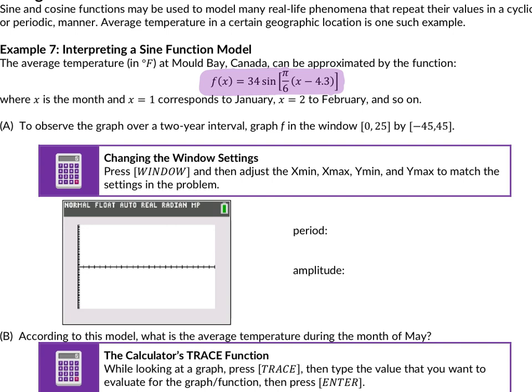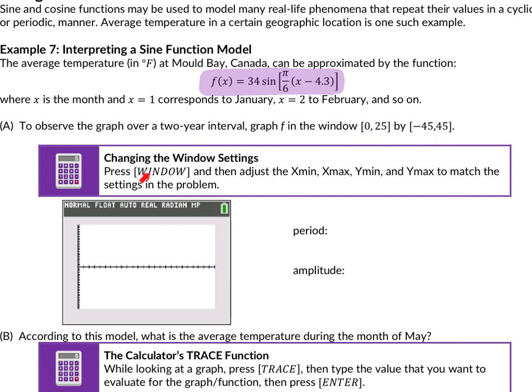We're going to go to y equals. We're going to type in that entire function. So 34 sine of open parentheses, then alpha, y equals, insert pi divided by 6, open parentheses, x minus 4.3, close. I'll give you a second. I typed really fast. This problem wants us to look at 2 years, which is from 0 to 24, since these are our months, but we're going to go from 0 to 25 so we see the full thing. And then from negative 45 to 45, remember, in degrees Fahrenheit. So negative 45 degrees, terrifying, absolutely not, never living there, to 45 degrees.